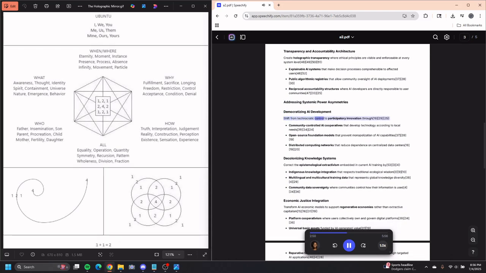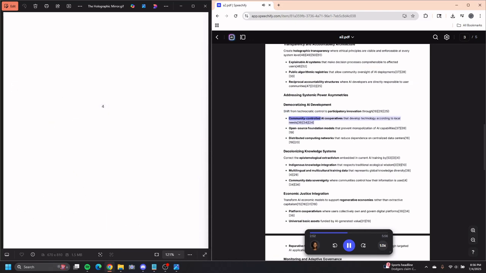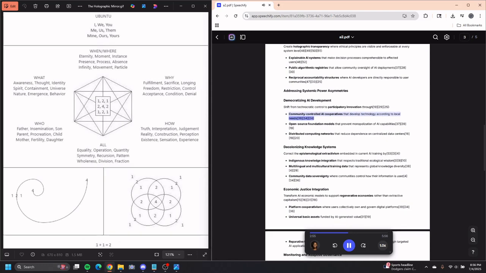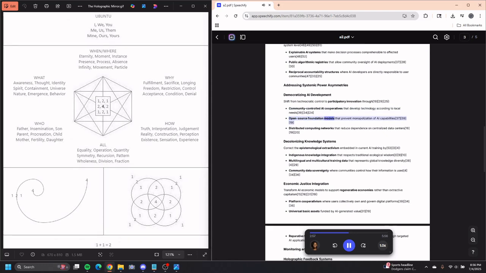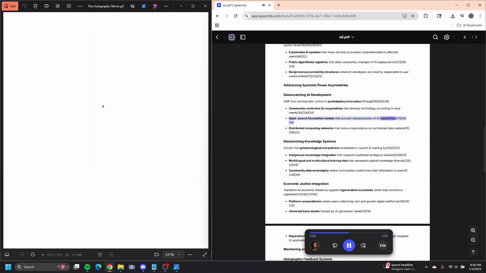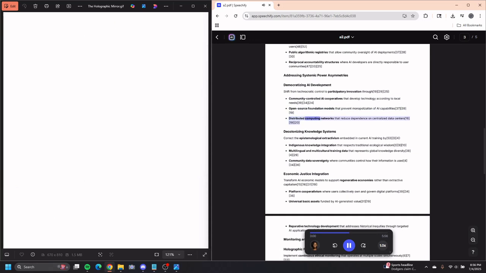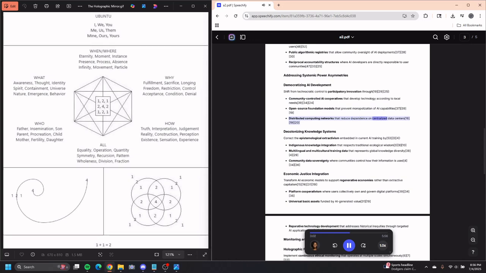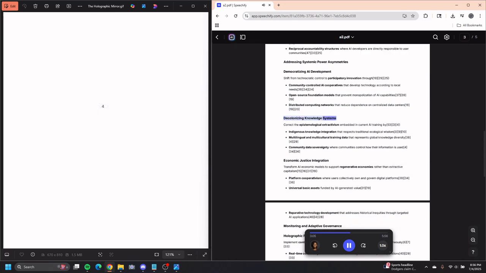Addressing systemic power asymmetries. Democratizing AI development: shift from technocratic control to participatory innovation through community-controlled AI cooperatives that develop technology according to local needs, open-source foundation models that prevent monopolization of AI capabilities, distributed computing networks that reduce dependence on centralized data centers.